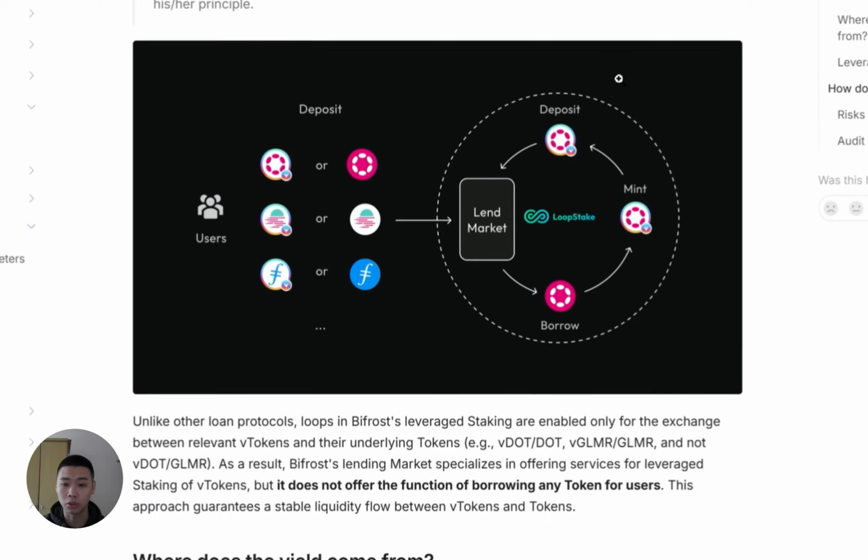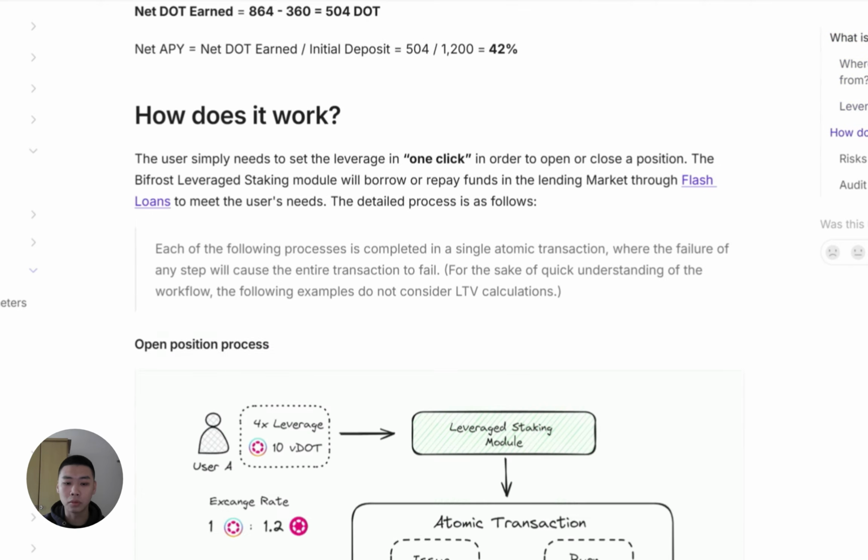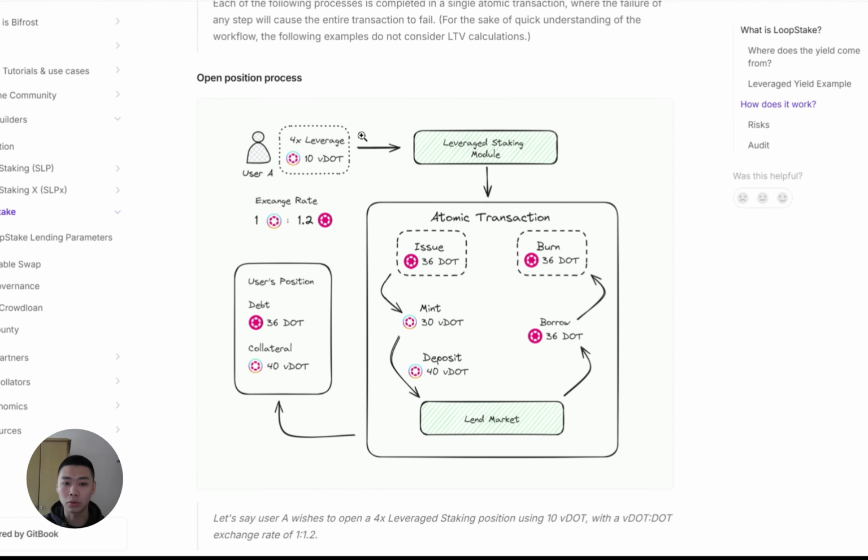This graph explains the easiest way that LoopStake helps you establish your position. Then we can get deeper into how it works. Here is a user trying to use LoopStake with 10 vDOT as the principal. The user, let's say Alice, wants to leverage 4 times of 10 vDOT, so she puts the principal into LoopStake.